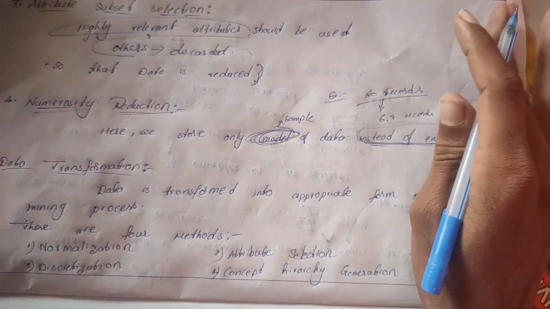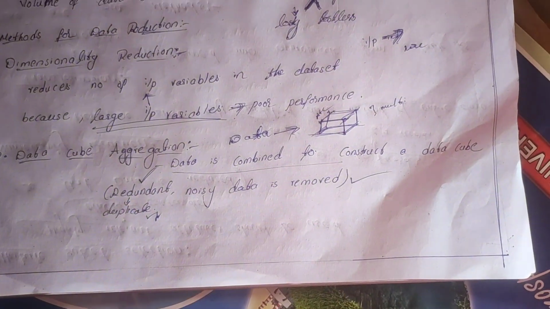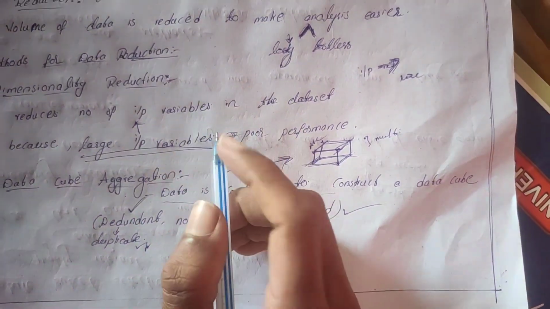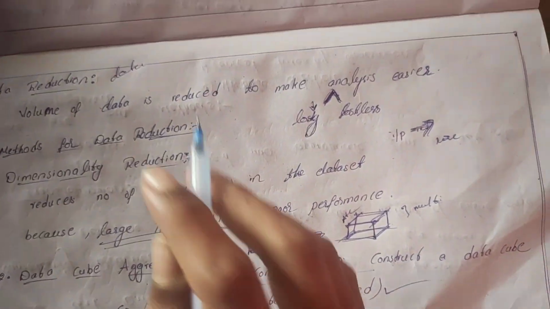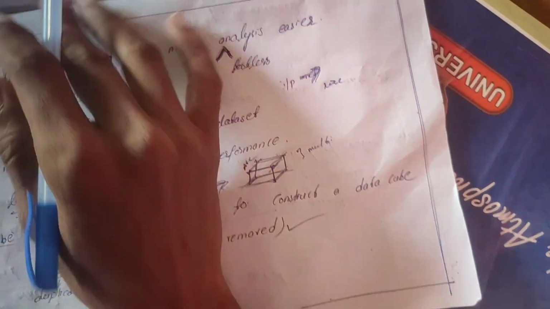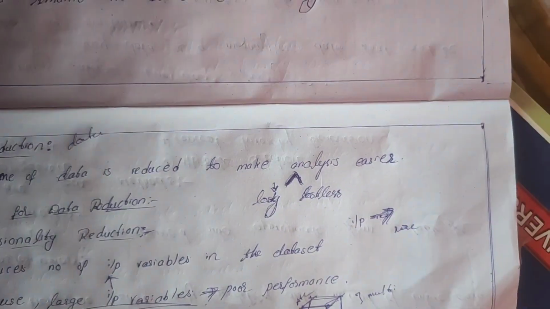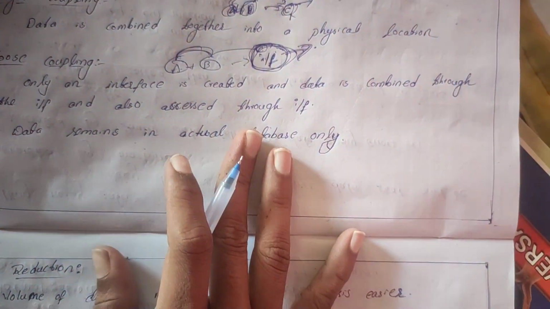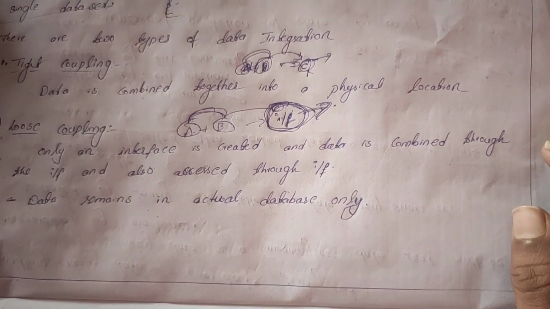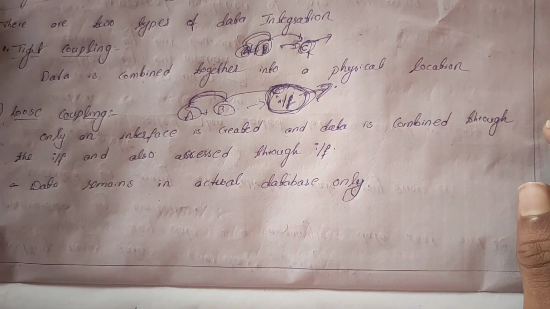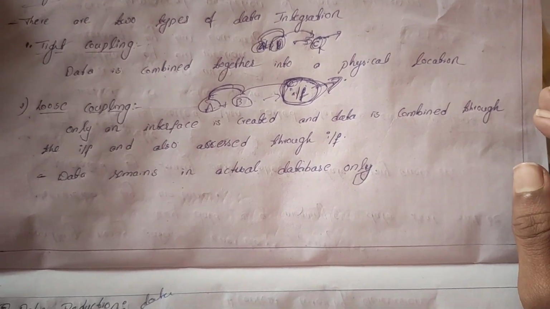Okay, that's all about numerosity reduction, attribute subset selection, dimensionality reduction, data cube aggregation, data reduction, and methods of data integration. From the next video we will discuss data transformations, data discretization and concept hierarchy generation. Okay, thank you.